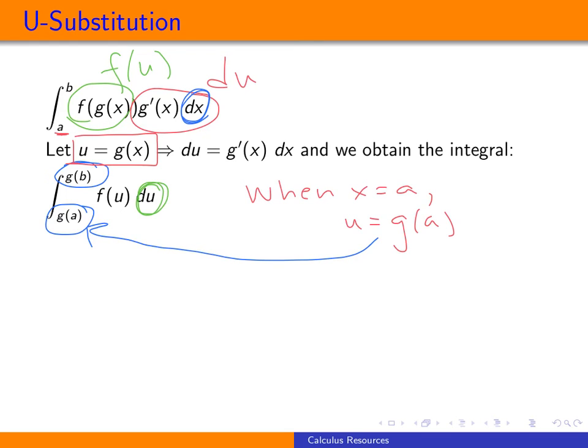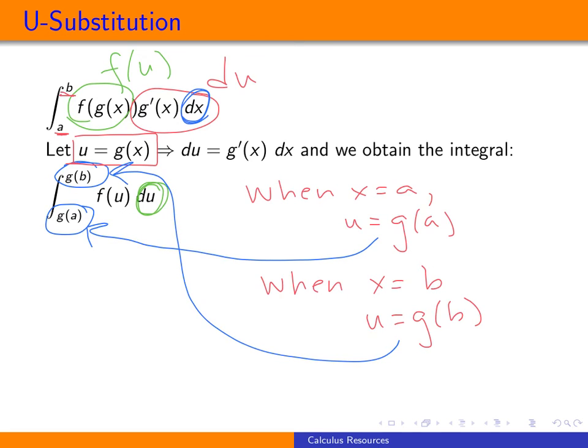Now, my original upper limit was b, and now I need, again, to account for the fact that my new integral is with respect to u. So I look to see what happens when x is b. And when x is b, u is going to be g of b. And that's precisely where my new upper limit comes from.